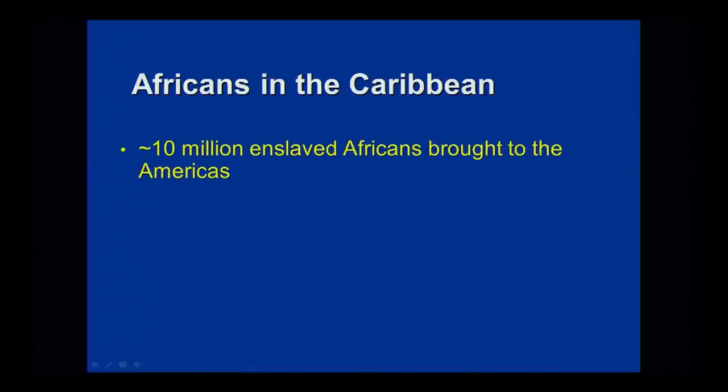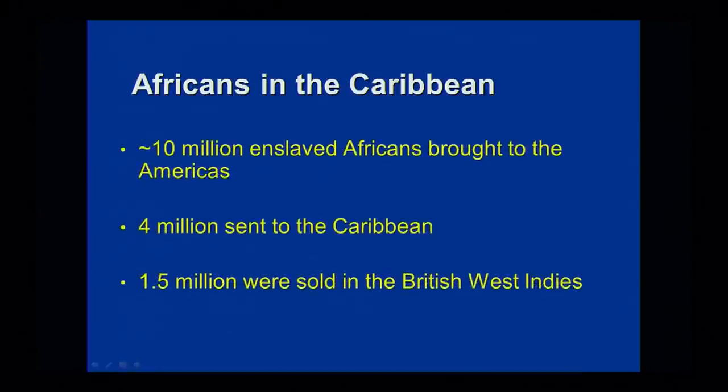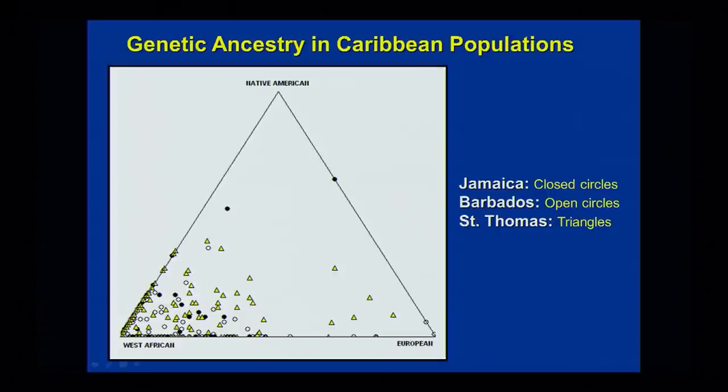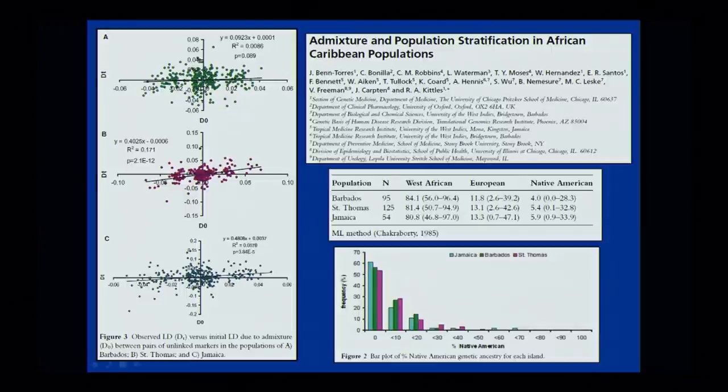Quickly, Africans in the Caribbean. We know that about 10 million enslaved Africans were brought to the Americas, about 4 million sent to the Caribbean, 1.5 million were sold in the British West Indies. If we look at Jamaica, Barbados, and St. Thomas, we can see a wide spread of genetic ancestry, just like we see in the African Americans, Jamaicans having a bit more Native American ancestry than the other two groups that we studied.